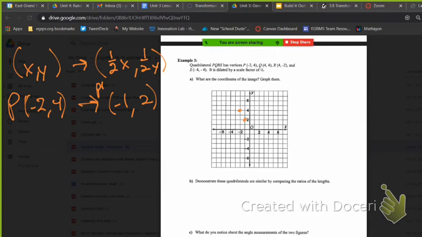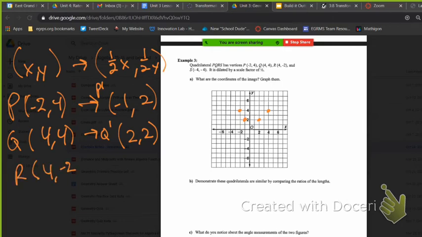All right. Let's take a look at Q. My original point was 4, 4. Q prime, I need someone to give it to me. 2, 2. 2, 2. It's what I like to wear on the weekends, right? So 4, 4 was our original point. New point is 2, 2. Okay, letter R. Yeah, I hear somebody.